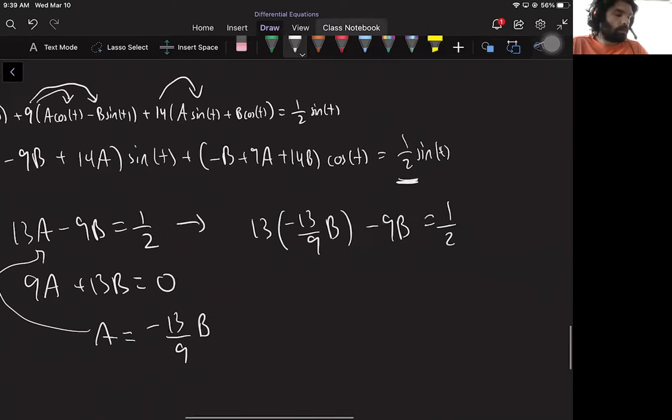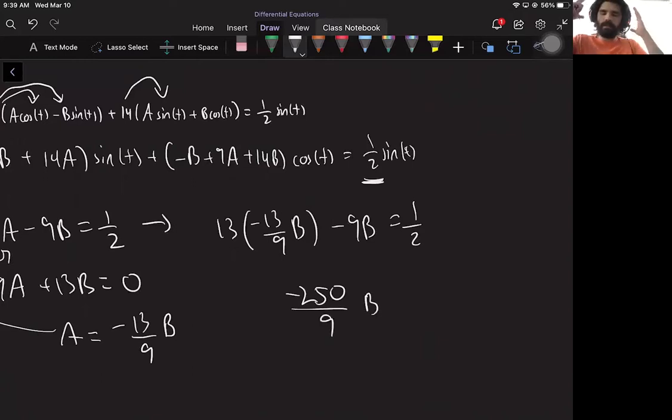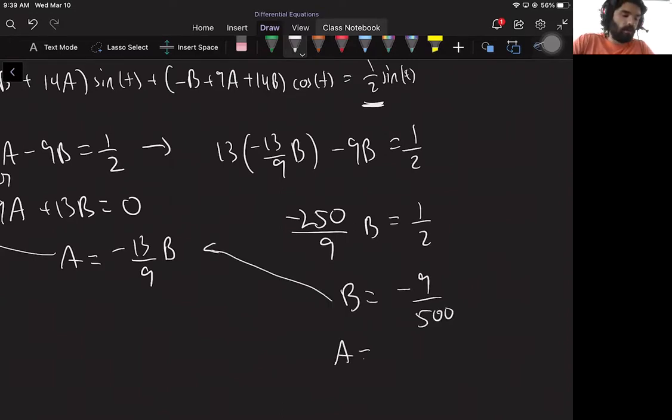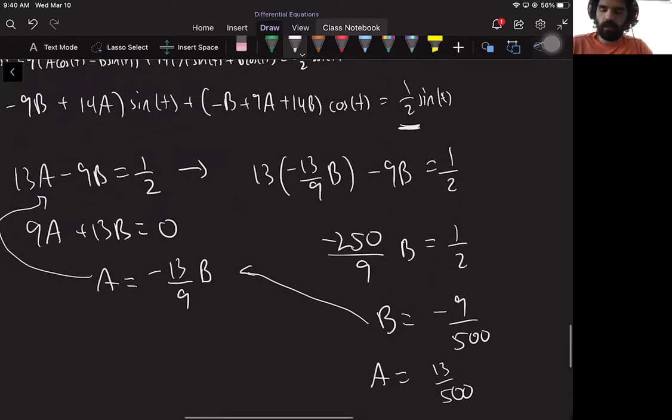And I don't want to show all the messy algebra. It's embarrassing to do in front of people. So I'll just pretend that I did it all perfectly. And then I got to here. And then B will be negative 9 over 500. Plug that in there. And A will be 13 over 500. So we have our particular solution by plugging A and B back in.